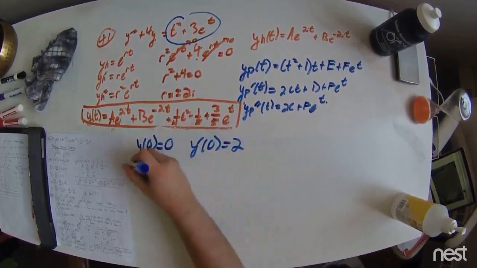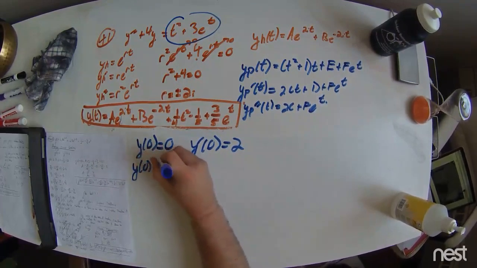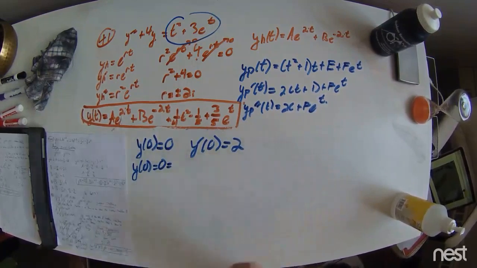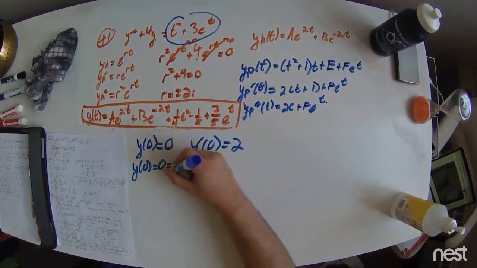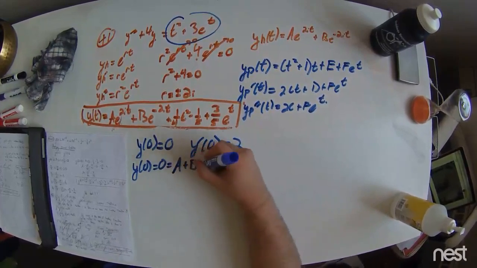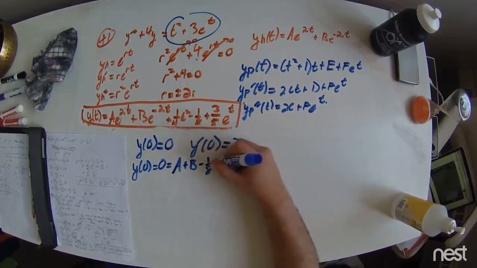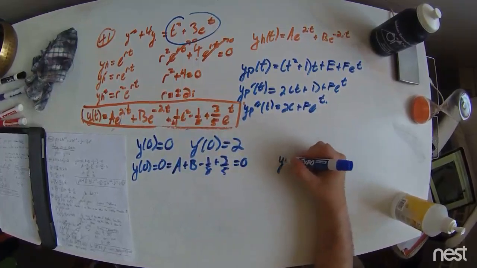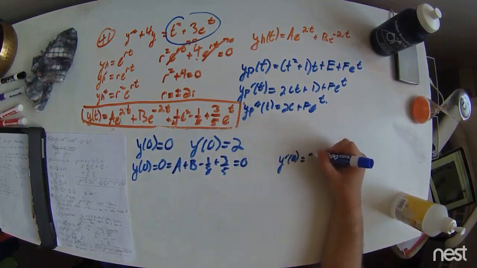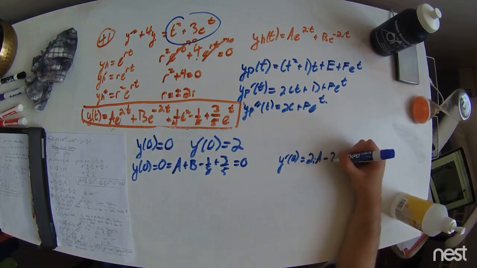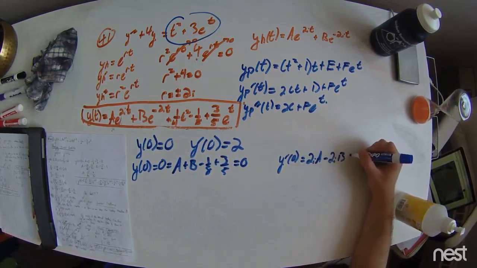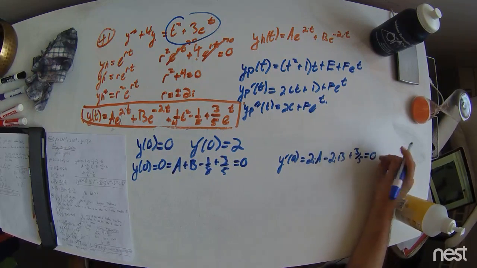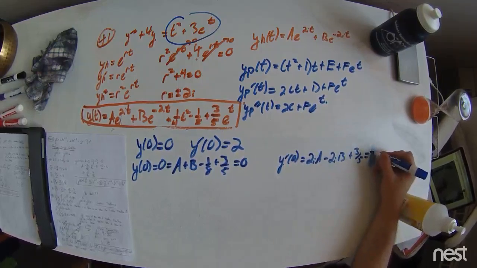Now, applying the condition y of 0 equals 0 to the first equation, we get a plus b minus 1/8 plus 3/5 equals 0. For the y prime equation, we get 2ia minus 2ib plus 3/5 equals 0. Well, it might equal 2. My bad.